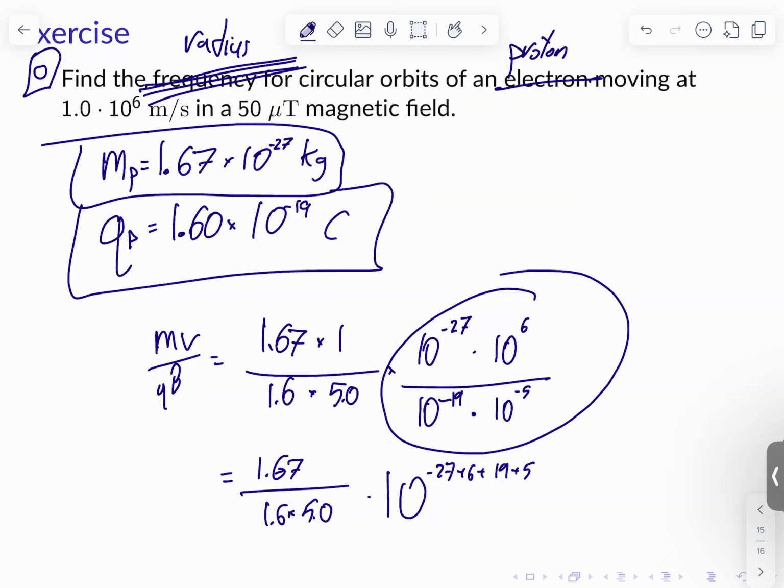I didn't overestimate your math abilities. Let's go into the third. 1.67 divided by 1.6 times 5 times 10 to the third meters. Final answer works out to be 210 meters. Ish. 208 point. I don't care.